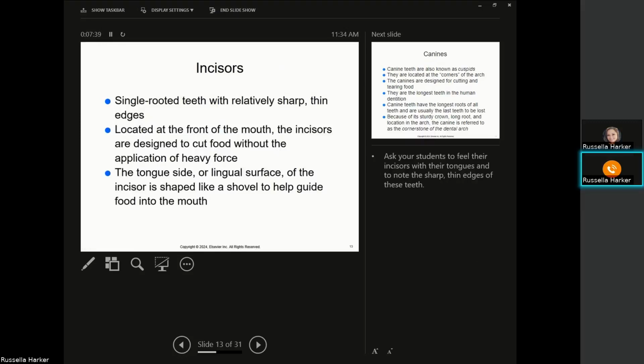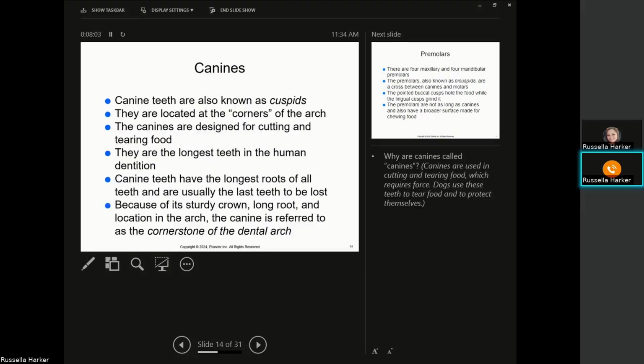Like if you were biting into an apple or a sandwich, the tongue side, or the lingual surface, of the incisor is shaped like a shovel to help guide food into the mouth. If you run your tongue across the inside of your top or bottom teeth, you can feel that they're scoop shaped or shovel shaped, because it helps to guide the food into the mouth.